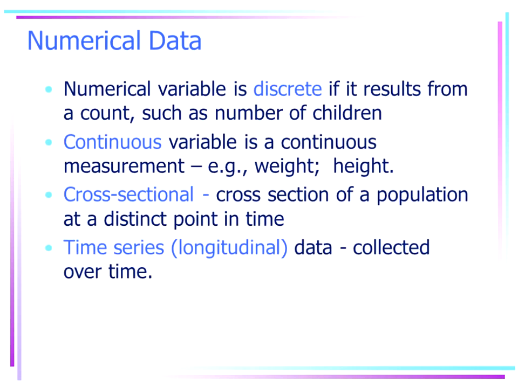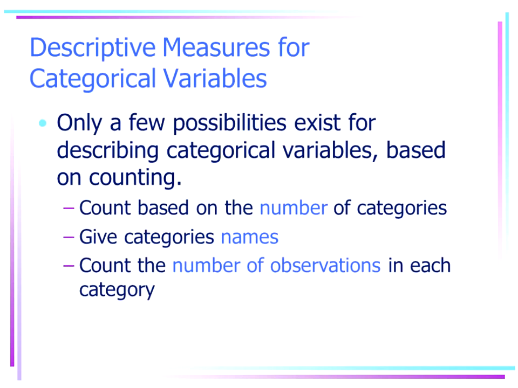That's what this slide says. For numerical data, numerical variables are discrete if they result from counts, let's say number of children, or whatever. They're continuous if they just go on. Height, weight, those are things that go from 0 up. I already mentioned cross-sectional, which is what we're going to use most of the time. And time series or longitudinal data is collected over time. We'll come back to longitudinal data much later.